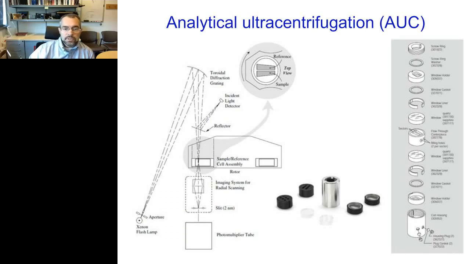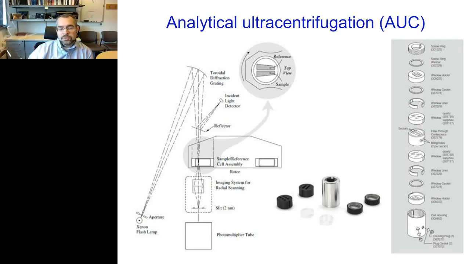Here's another nice view. Many of these figures, by the way, were provided by Beckman, so I appreciate that. This shows you the schematic for absorbance optics of how you have the light coming from the xenon flash lamp down here. It bounces off a toroidal diffraction grating which selects the wavelength, and then it shines down through the sample. And so the light that passes through the sample is then passed through this radial scanning setup.